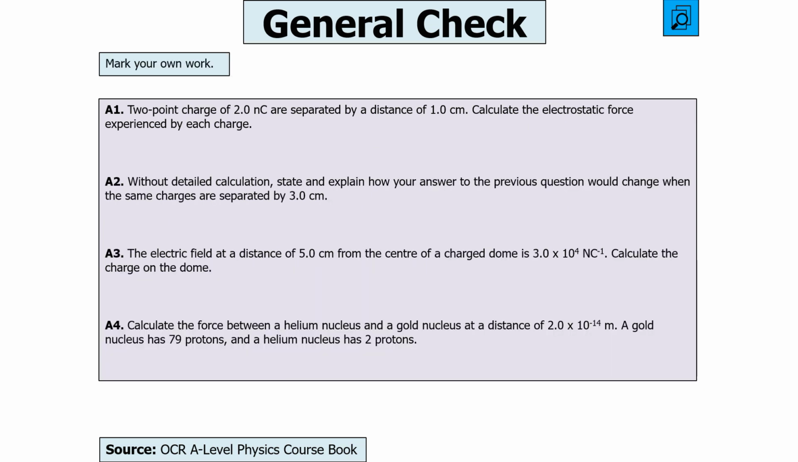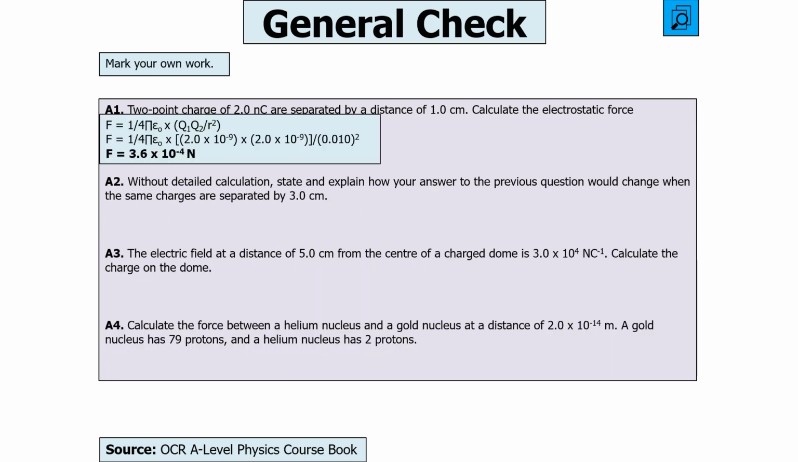Right, so this is using Coulomb's law, which is F is equal to Q1 Q2 over 4 pi epsilon 0 r squared. Again, this equation is given to you in your equation sheet, and epsilon 0 is a constant given to you on your equation sheet as well. You pop in all the numbers. Now remember, nano means 10 to the minus 9, and remember we'll turn centimetres into metres, so we have 0.010, and remember it's r squared. So you pop in the values and it's 3.6 times 10 to the minus 4 newtons.